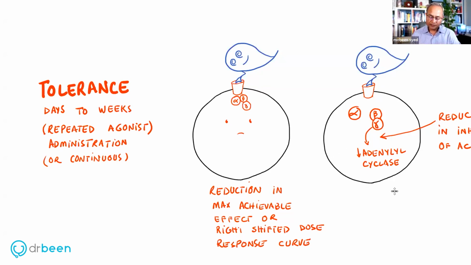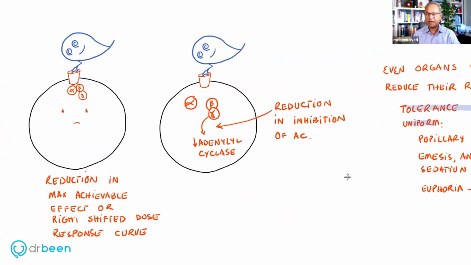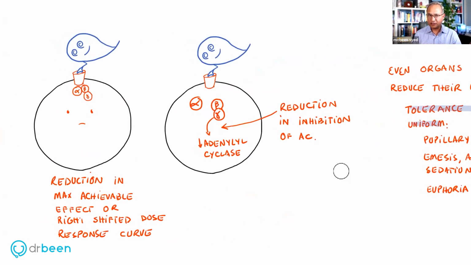Now, the question is, how does tolerance happen? We know for desensitization, uncoupling and internalization occurs. How does tolerance happen? So there are many possible mechanisms. We are actually not clear for exactly what is the mechanism. However, most studies have shown that the adenylyl cyclase pathway is affected for tolerance. So there is reduction in inhibition of adenylyl cyclase.